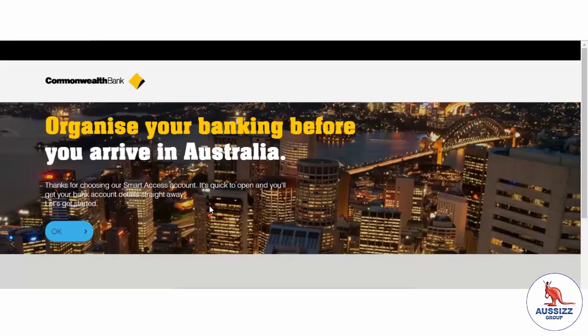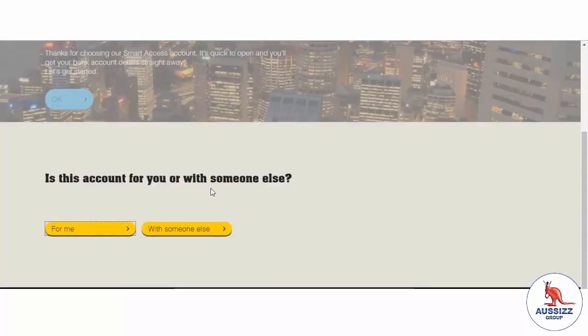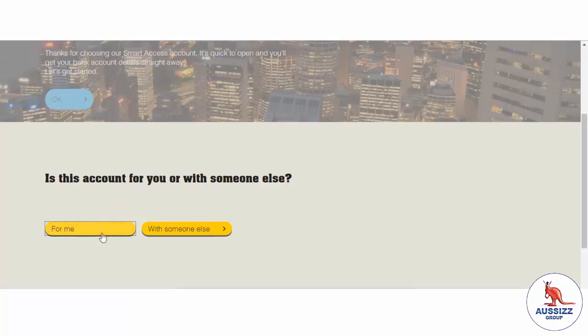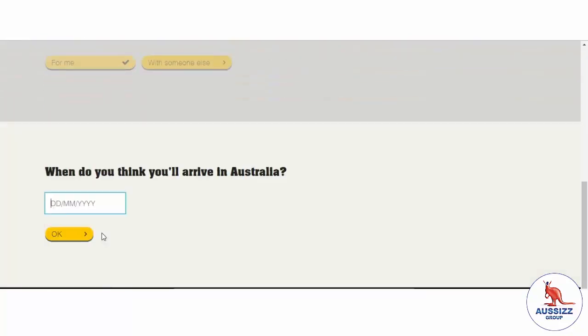And after selecting the type of account, you'll be brought to this page right here. Now we'll start setting up the account. So we can just start by clicking OK over here. Now we have to just fill up a few questions. The first one is, is this account for you or for someone else? You'll select here for me. The next is, when do you think you'll arrive in Australia? So you can select the estimated time of arrival in Australia. You select that and just click on OK.